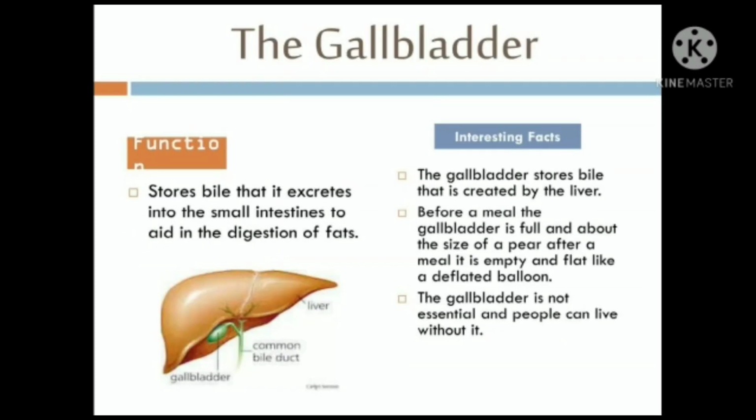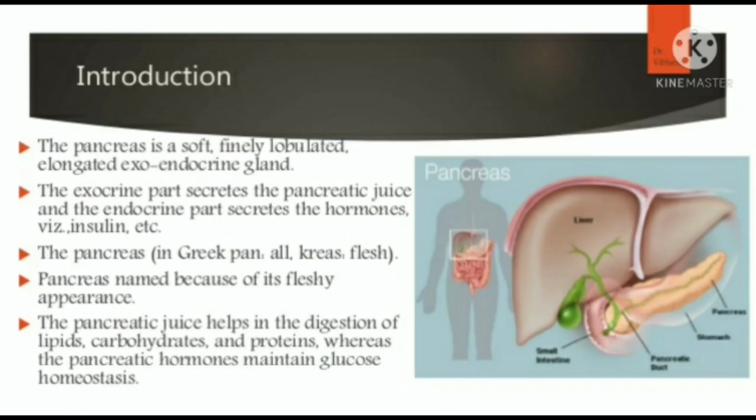The gallbladder stores bile that it excretes into the small intestine to aid in the digestion of fats. The gallbladder stores bile that is created by the liver. Before a meal, the gallbladder is full and about the size of a pear. After a meal, it is empty and flat like a deflated balloon. The gallbladder is not essential and people can live without it.